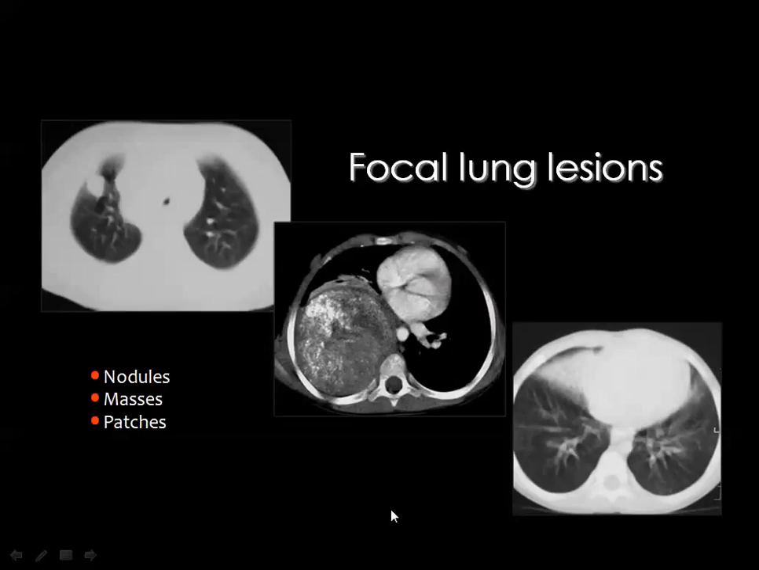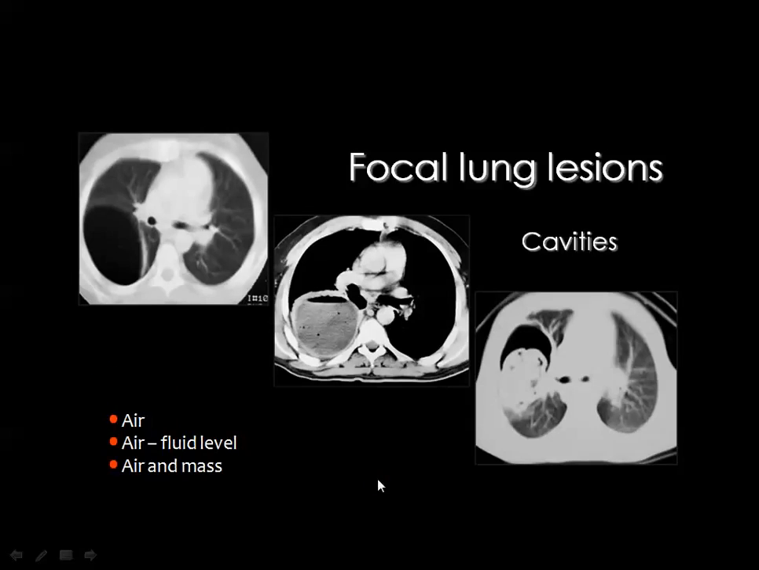And here are the focal lesions in the lung by CT scan. This is the nodule, a well-defined lesion less than 3 centimeters in diameter, and this is the mass more than 3 centimeters in diameter, and this is the patch, an ill-defined lesion with air bronchogram, and this is the cavity. Cavity containing air is a cavity. Cavity with air fluid level is also considered a cavity, and the cavity with a mass inside the cavity. And these are 3 different types of cavities which can be seen in the pediatric chest.